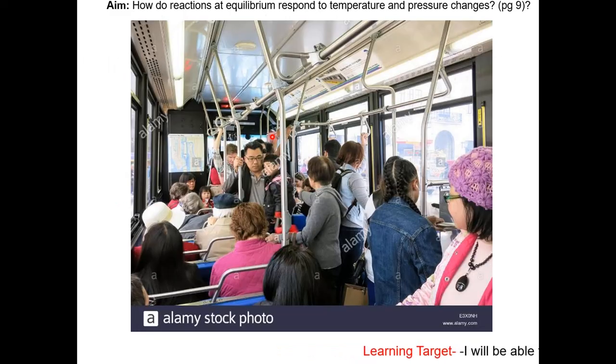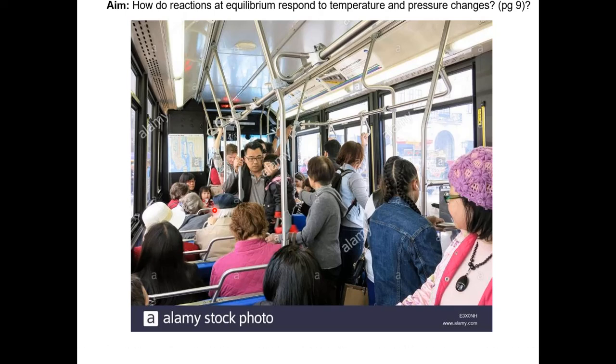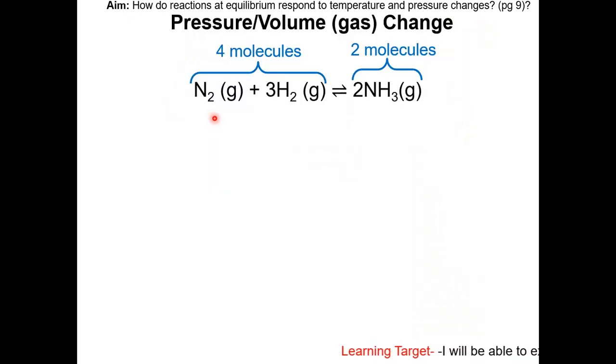To help you understand how pressure is going to affect the equilibrium, let's look at this analogy. Let's say you're getting on the bus. The front of the bus is very crowded, but the back of the bus is not. Since the front of the bus has so many people, there's a lot of pressure. You will want to move to the back of the bus where there's a lot more space. It is the same idea here.